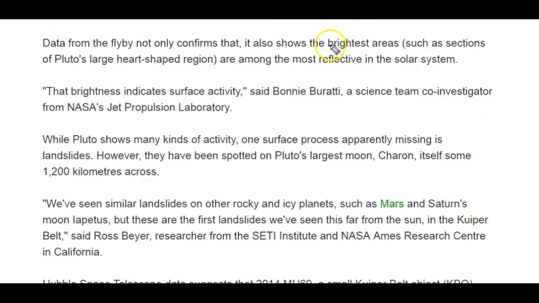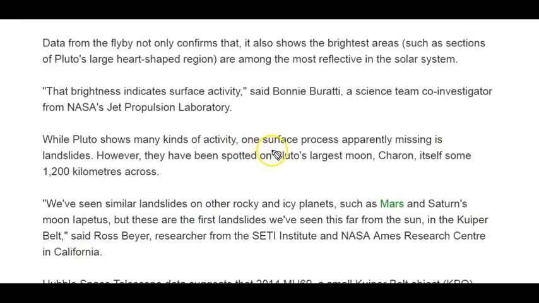Another finding is that the New Horizons space probe also found the brightest areas on Pluto, which means the most reflective in the solar system. The meaning of brightness is surface activity. So the dwarf planet Pluto shows surface activity as well and also has clouds. These are 2 points, cloud and surface activity. These 2 points you should remember.